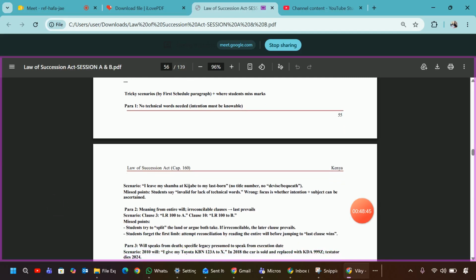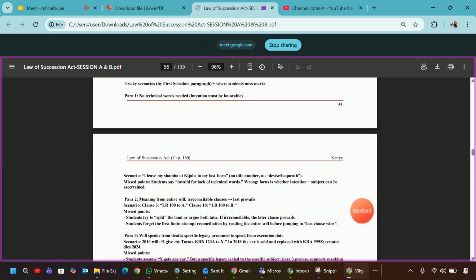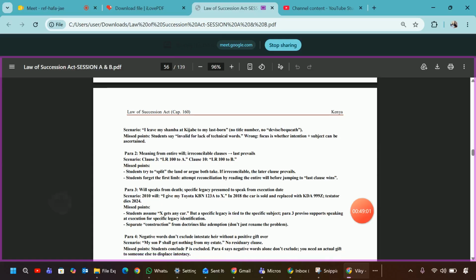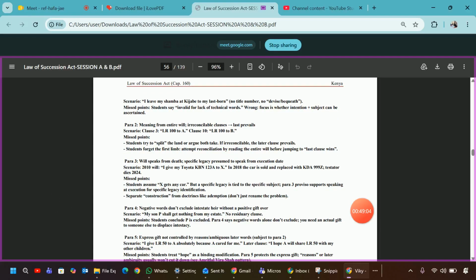Tricky scenarios. Scenario number 1, I leave my shamba at Kijabe to my last born. No title number, no devise or bequeath. Students say invalid for lack of technical words. Wrong. Focus is whether intention plus subject can be ascertained. Paragraph number 2, meaning from entire will, irreconcilable clauses, last will prevail. If you have a will that has clause 3 saying LRA number 100 to A, then clause 10 says LRA 100 to B, students try to split the land or argue both take. If irreconcilable, the latter clause prevails. Students forget the first limb, attempt reconciliation by reading the entire will before jumping to last clause wins.